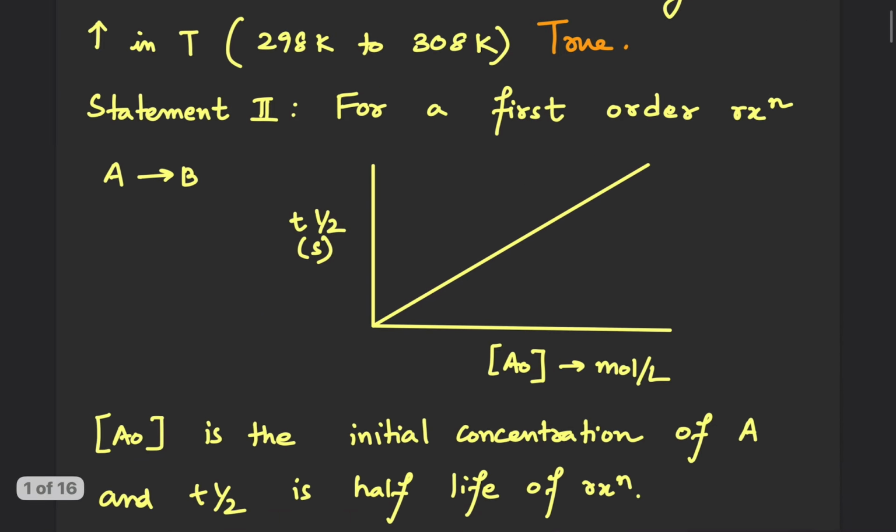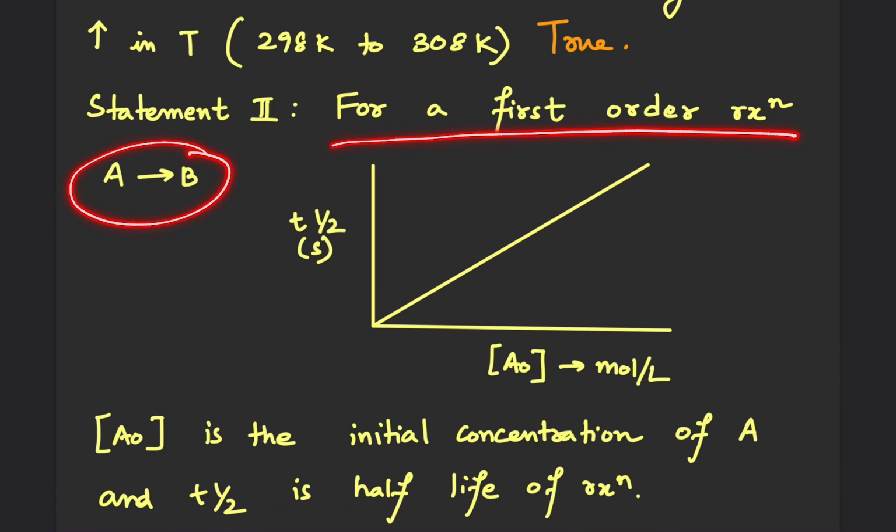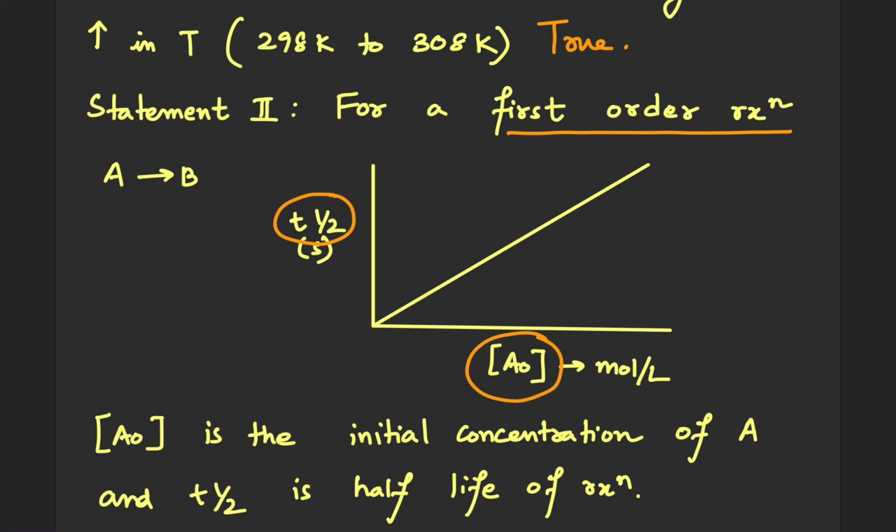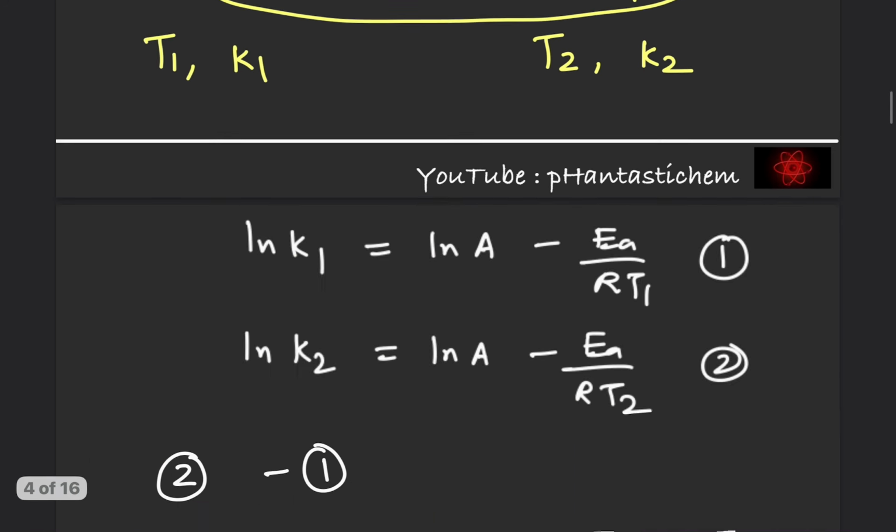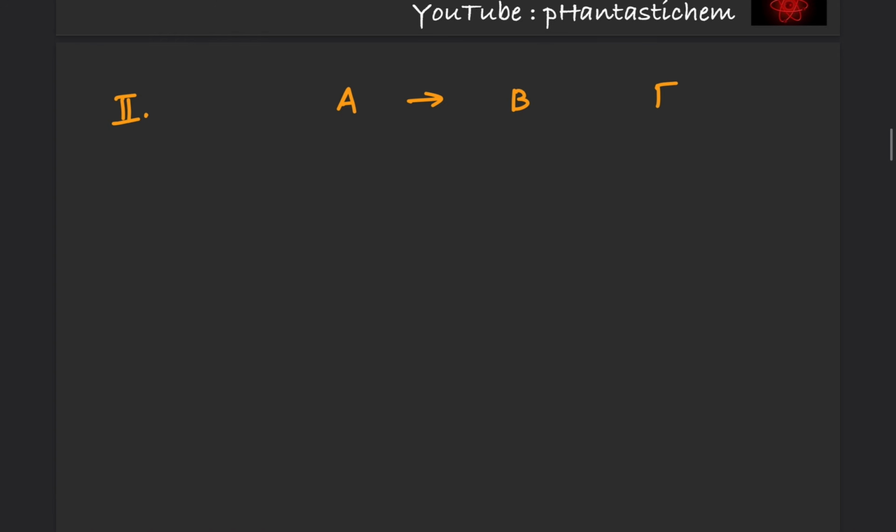Okay, statement 2, for a first order reaction from A to B, so this is the curve T half versus A naught. Okay, so here what is important is that they're talking about a first order reaction and they are drawing a graph between T half and A naught. So let us try to find a relation between them. So we know that the reaction given to us is A to B. So this is for statement 2, and it's given that it's first order.